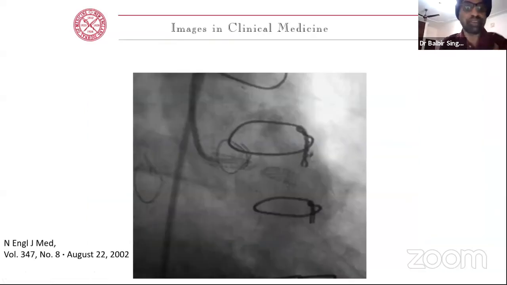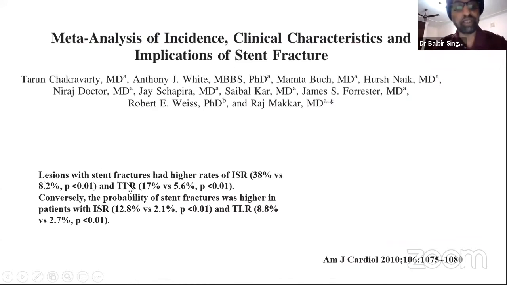This was the first example published in 2002 in the Images in Clinical Medicine. You see this is a stent in the SVG graft, and it is now in two halves. And these hinge points, the extra movement that happens on the stent in the long term, can lead to fractures. So they are associated with high rates of in-stent restenosis, TLRs, and also stent thrombosis. So these are the problems of stent fracture.